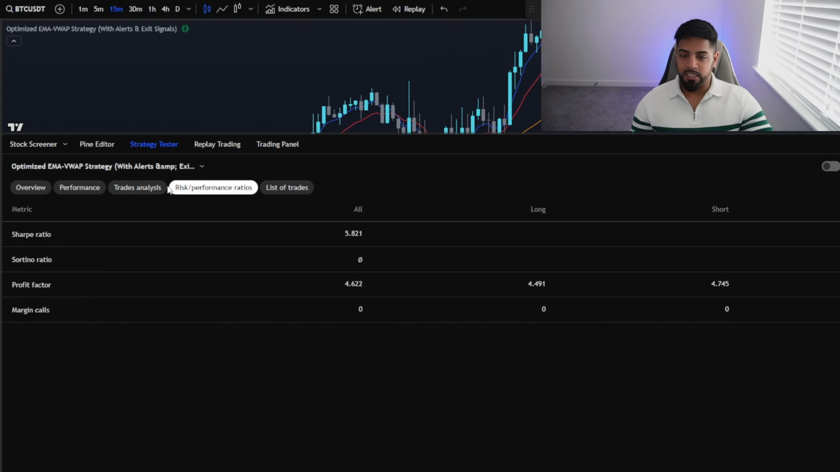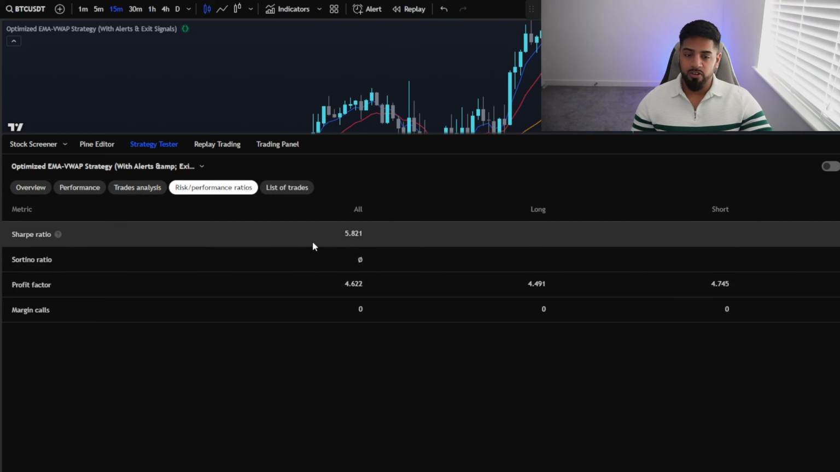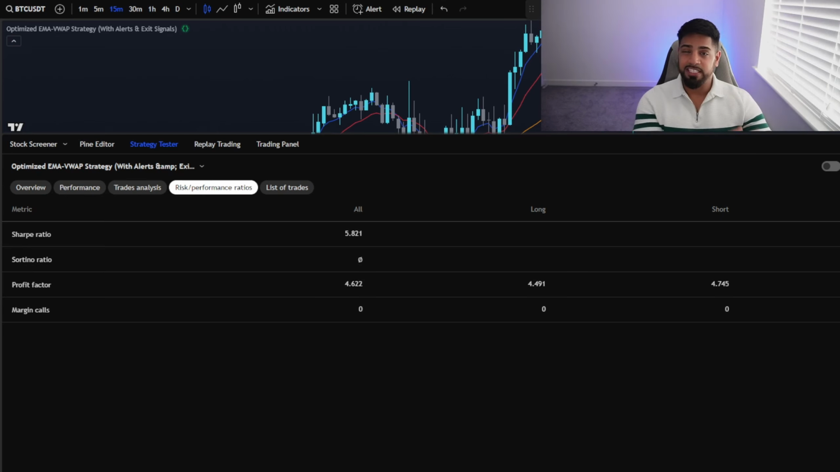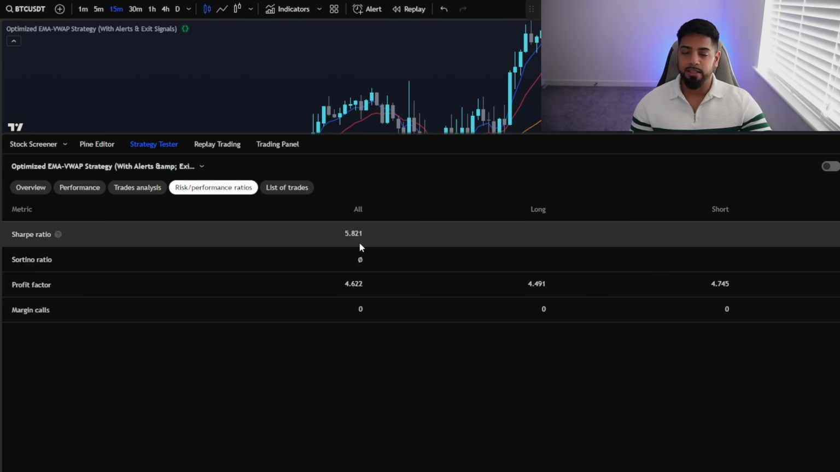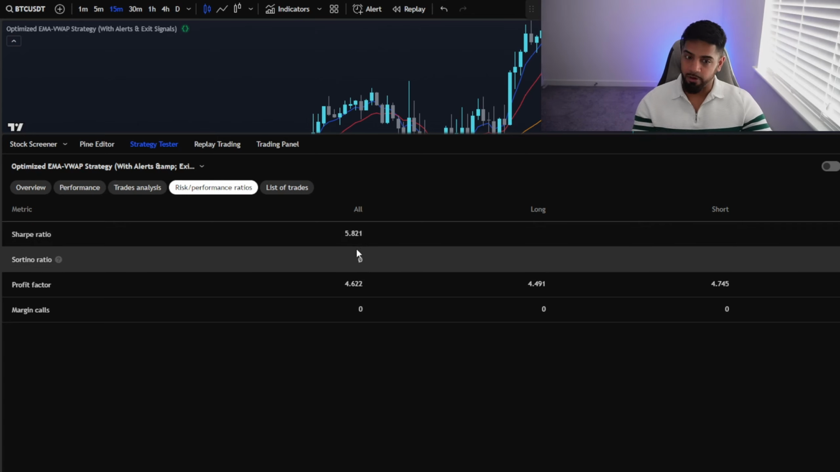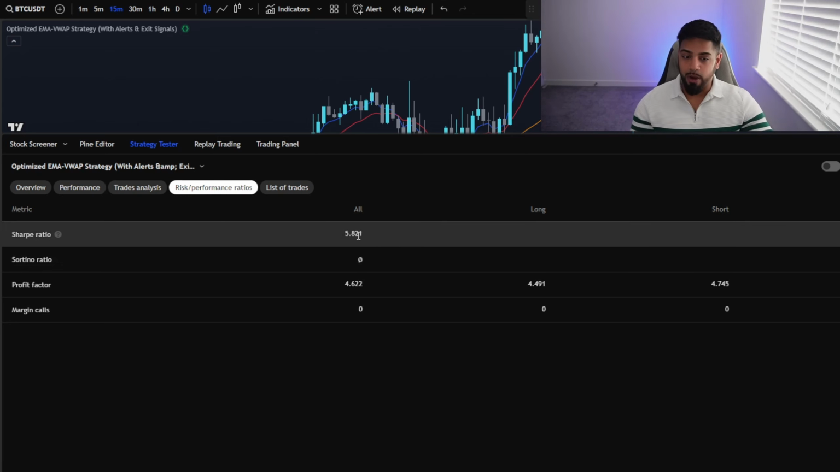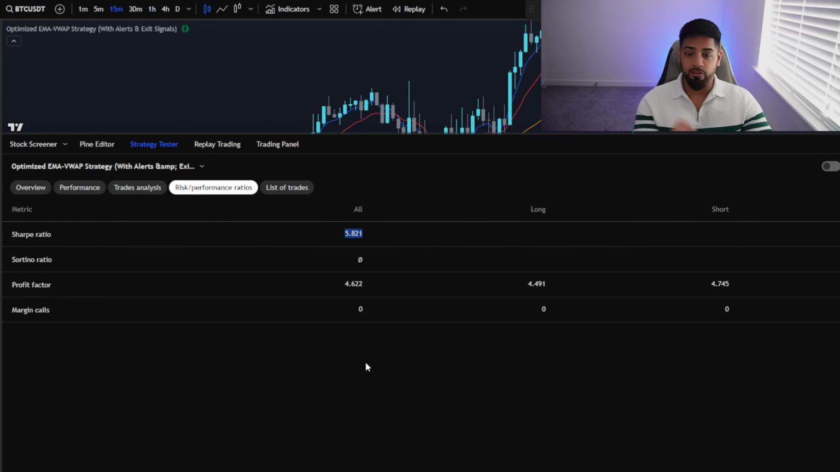Not only that, if we actually go ahead and take a look at some of the more statistics, we can see that the Sharpe ratio is 5.821. The Sharpe ratio measures your risk adjusted to your return. So any number that's over 1 is relatively good. Any number that's over 2 is very good. Anything over 3 is like, wow, because essentially this is how much risk you're taking on in terms of your profit. So a 5.8 Sharpe ratio is very, very, very good.